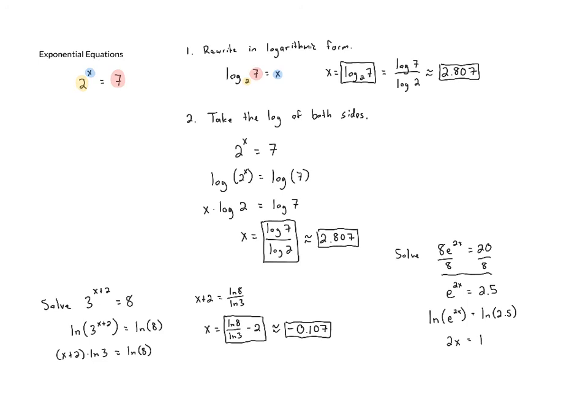Regardless, we've got 2x equals ln of 2.5. To get x alone, we can divide both sides by 2, so we end up with ln of 2.5 over 2, which is great for an exact answer. But we can use a calculator to get an approximation, and we end up with 0.458.